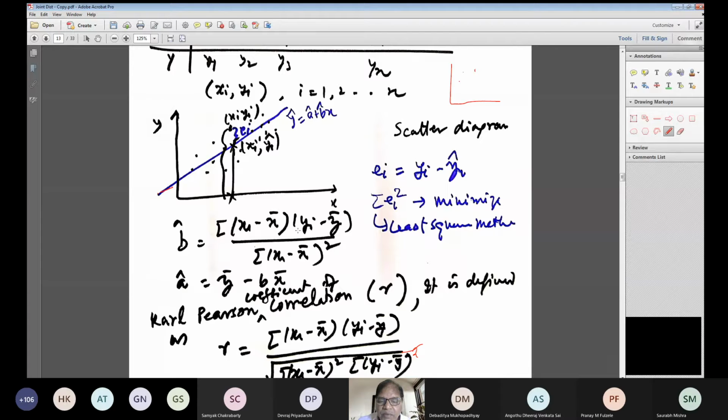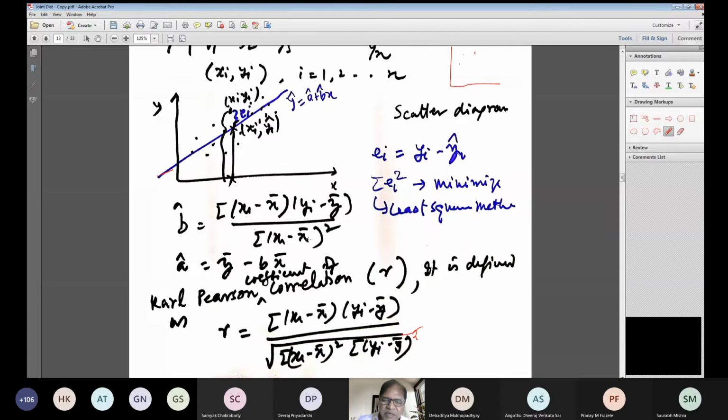The derivation I have given in the last few pages of this sheet. It has already been done in your Maths 2 course, so I'm not going to discuss it here, but at the end I will explain it. From the data you get the slope b, and you get the a. Y bar and x bar indicate the average values. So we have got the line.